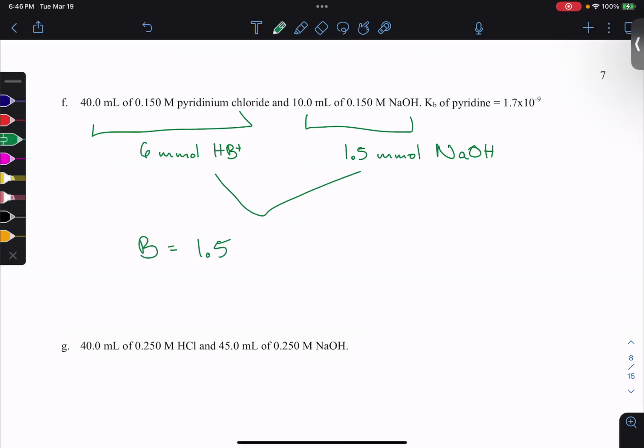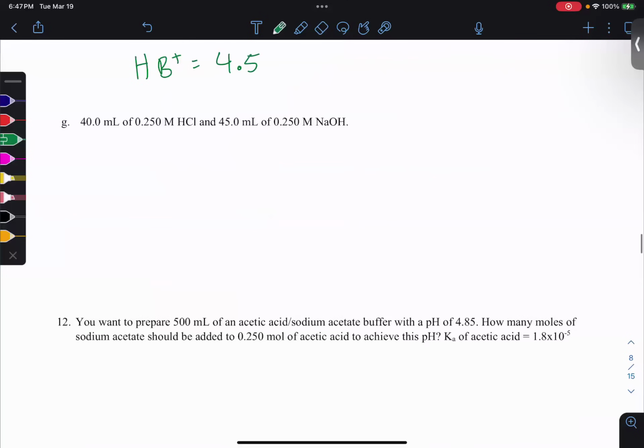1.5. And then how much conjugate acid do you have left? 4.5. So again, a neutralization is happening because there is a strong base being added. Strong bases react with acids. And so there's our base to acid ratio, 1.5 over 4.5. All right, keep going. HCl and sodium hydroxide.